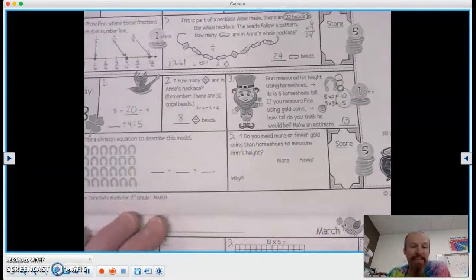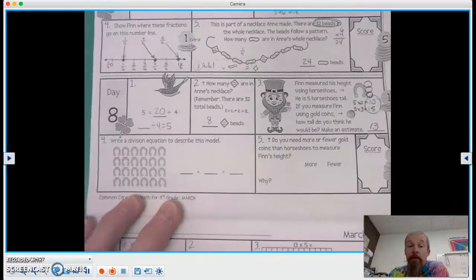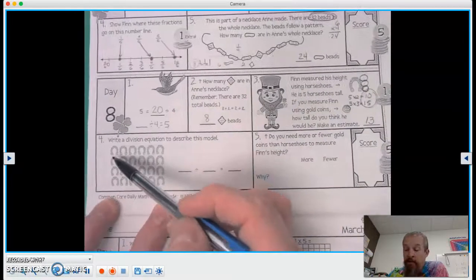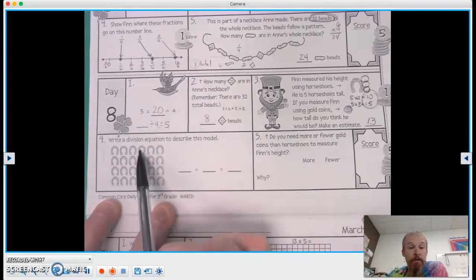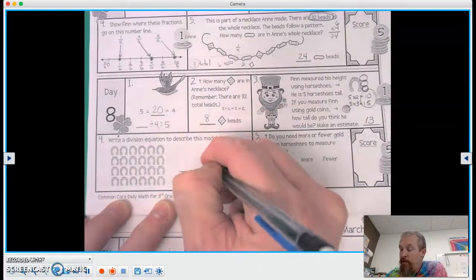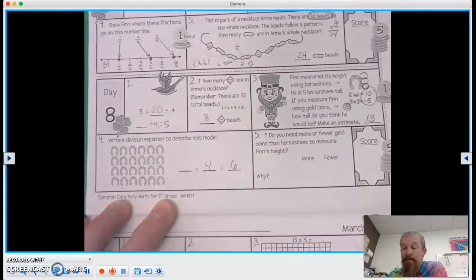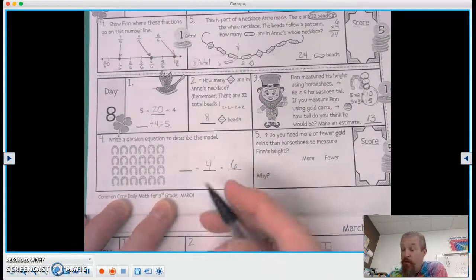Number 4, write a division equation to describe this model. Well, let's look at how many there are. Well, I see 1, 2, 3, 4. And I see 1, 2, 3, 4, 5, 6. So let's split it into 4 and 6. Well, like this problem up here, I know that 6 times 4 is 24.